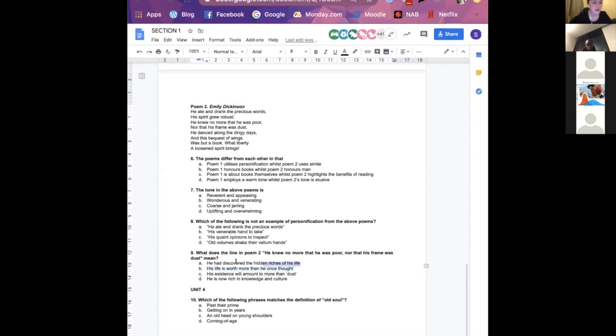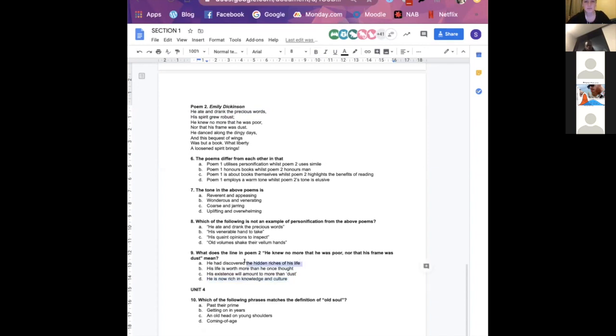So it comes down to hidden riches of his life, and that he's now rich in knowledge and culture. Honestly, it could be both. Both are applicable, both are plausible. And so then it comes down to which one has the stronger evidence. And in terms of this, what we know is that he ate and drank precious words. And so he believed that the words themselves, or what was in the books, were the things which were precious. So those are the things that are making him rich. And so he's now rich with knowledge and culture, because he's rich with the things that were in the text, as opposed to hidden riches of his life.